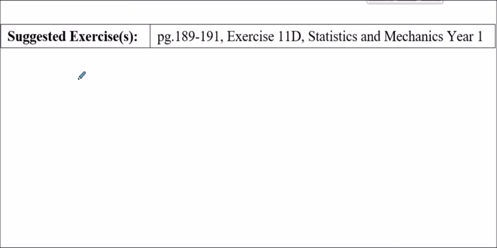If you can try and have a look, please, at 11D on page 189 of the Stats and Mechanics Year 12 book. Try all the questions in that book on the exercise. Use the answers in the back to self-assess.